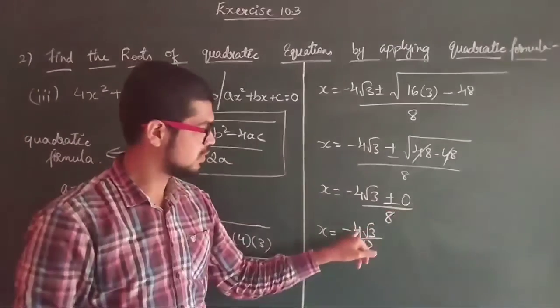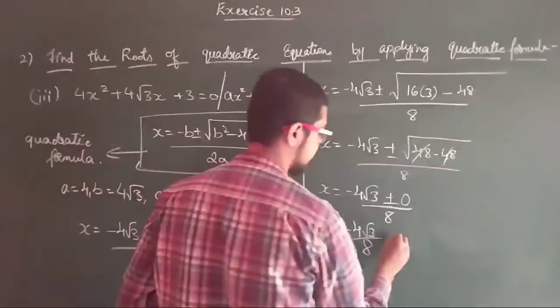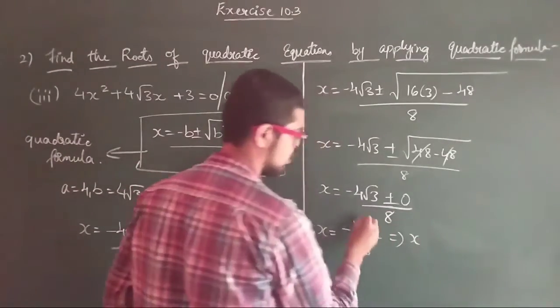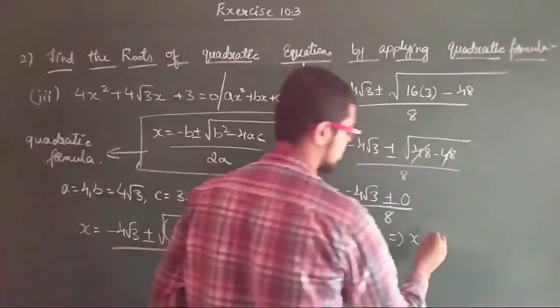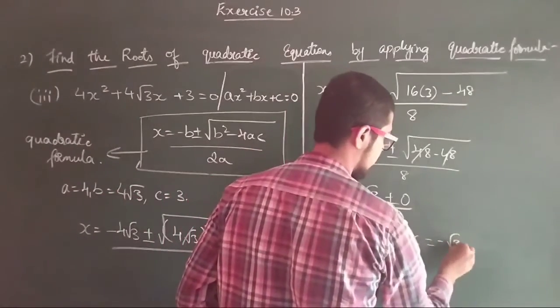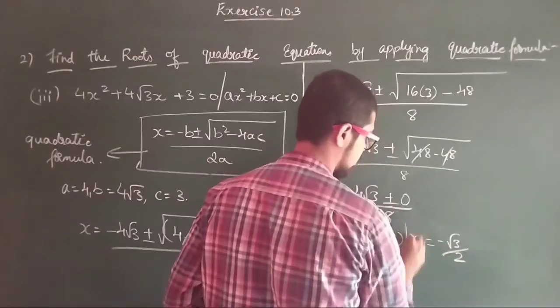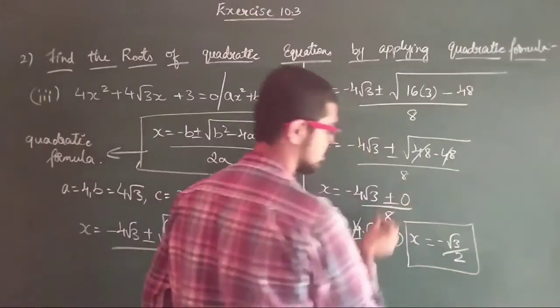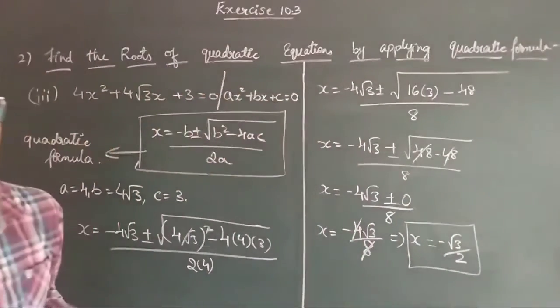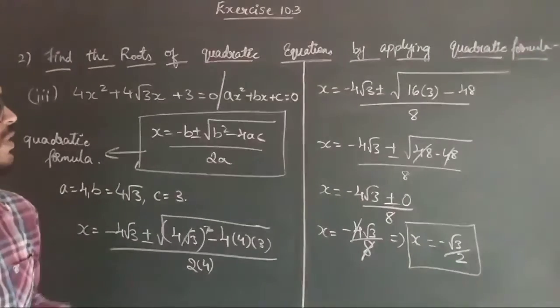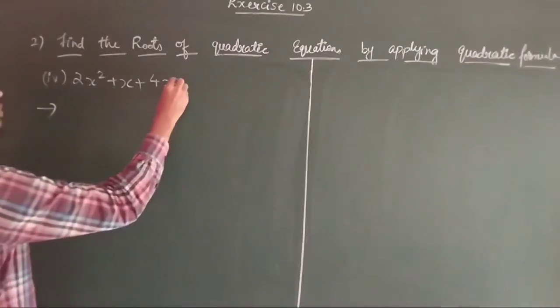Fine. So my answer for x will be equal to 4 ones are 4, twos are 2. So this is x is equal to minus root 3 by 2. Therefore the root of quadratic equation here is x is equal to minus root 3 by 2. Yes. Let us quickly try solving this problem.